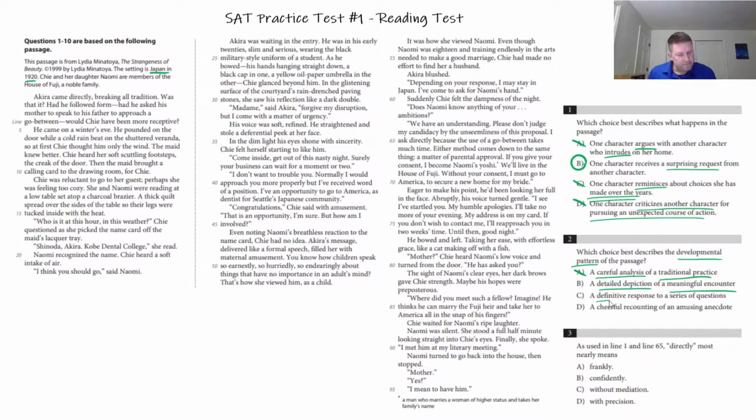C, is it a definitive response to a series of questions? He doesn't actually get an answer throughout this entire thing. So a definitive response, no. And then looking at D, is it a cheerful recounting? Make sure to key into the tone here. Was this actually super cheerful? Not really. It was more like serious, right? Again, big turning point in his life. Was it an amusing anecdote? No. An anecdote is a story, like a short story. And was it amusing? Not really. The tone of this passage is much more serious, so you can chop D, confidently answer B.